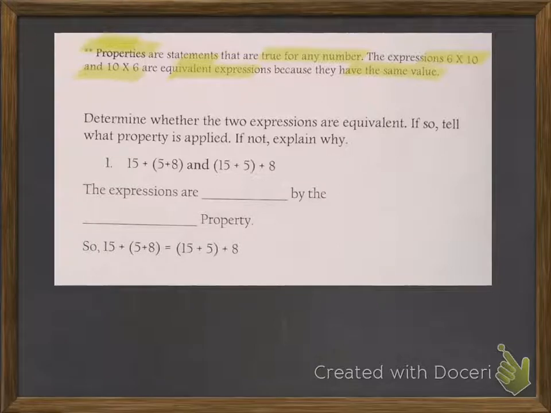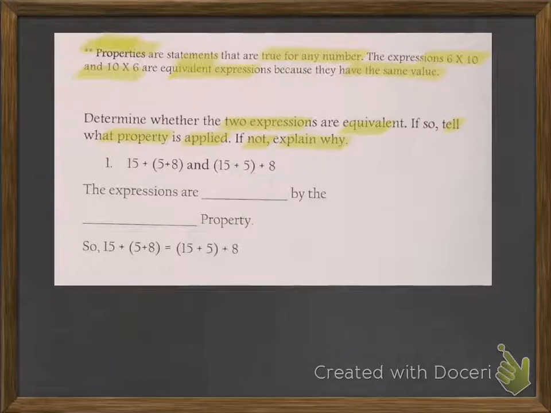It says, determine whether 2 expressions are equivalent. If so, tell what property is applied. If not, explain why. Okay, so we have 15 plus, in parentheses, 5 plus 8, and the other expression, 15 plus 5 plus 8. If we look at our definition of properties and flip back, we know that this is an addition. And if we look for parentheses, we see that this is an associative property.